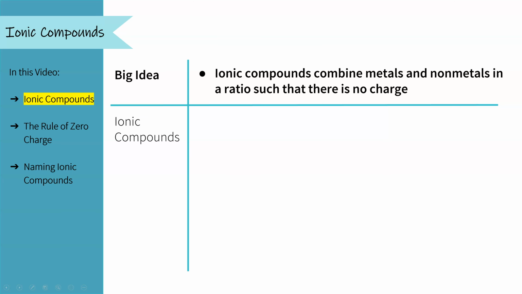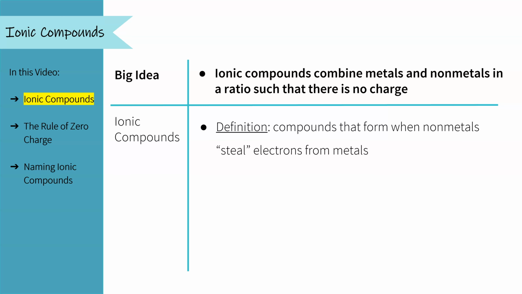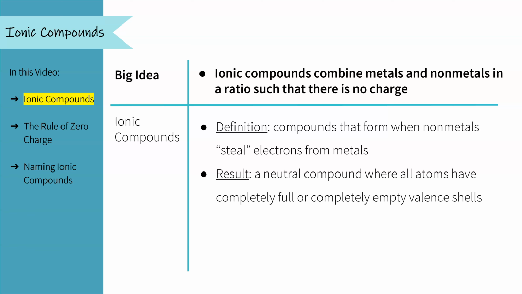Our big idea for this lesson is that ionic compounds combine metals and nonmetals in a ratio such that there is no charge. An ionic compound is a compound that forms when a nonmetal steals electrons from a metal. This results in a neutral compound, or a compound that has no charge, where all of the atoms have either completely full or completely empty valence shells. We'll see that the nonmetals have full valence shells, and the metals have empty valence shells, because the nonmetals have taken the electrons out of the metals' valence shells.